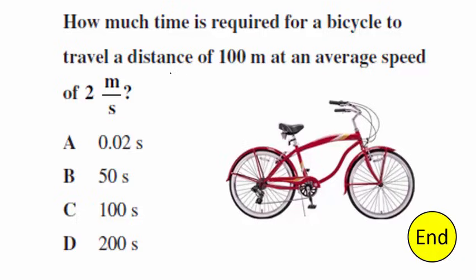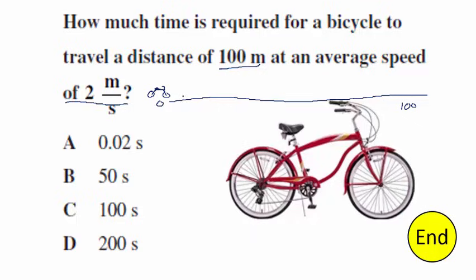How much time is required for a bicycle to travel a distance of 100 meters at an average speed of 2 meters per second? Rather than show you the math, let's try to visualize this problem. Here's my bike. If I can draw a quick bike here. Handlebars, seat, that's pretty close. I need to travel from 0 to, we're going to put it over here, 100 meters. How long is it going to take me?